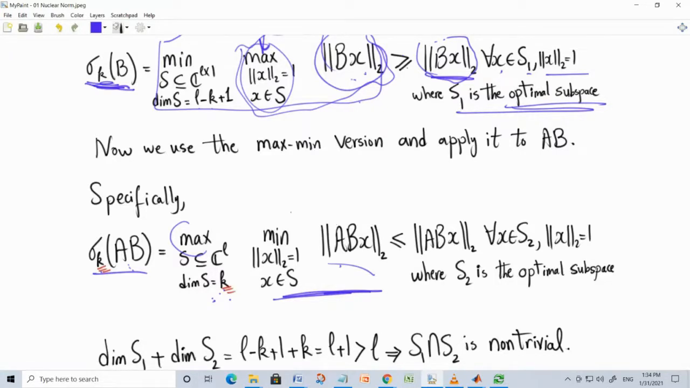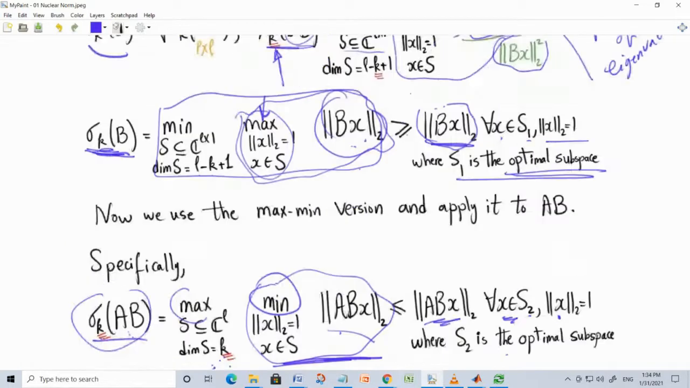And now, because over each subspace we are minimizing, sigma k of AB is less than or equal to the L2 norm of ABX for every x in the optimal subspace that has a unity L2 norm. Again, why less than or equal to? Because here we are minimizing. Above we are maximizing. So see the difference between the two formulations: min and max are swapped and the dimension of the subspace is different. Here it's L minus K plus 1 and here it is K.